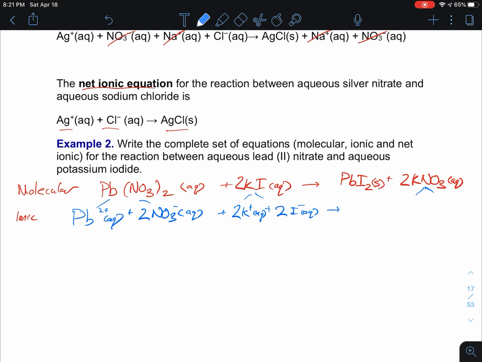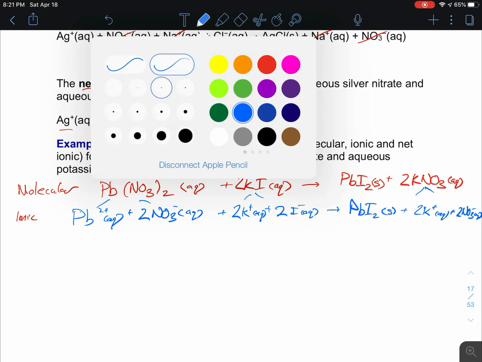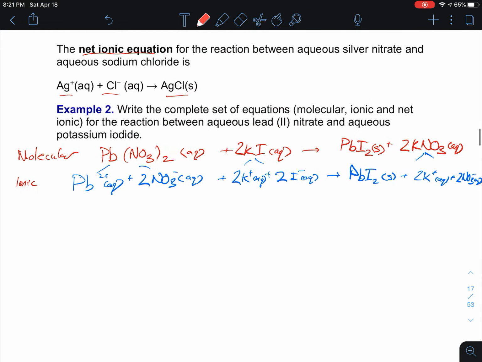And there is 1 big old lead iodide, and it's solid. And then there are 2 potassiums, and they're aqueous. And there is 2 nitrates, and they are aqueous. So it is still a balanced reaction. There's no cheating there. You have to balance it.